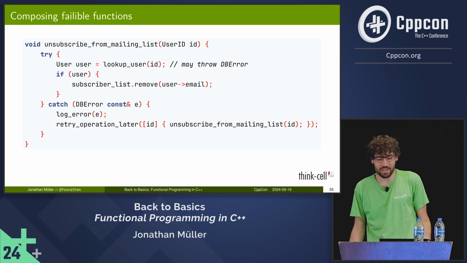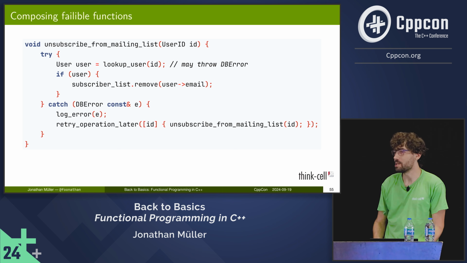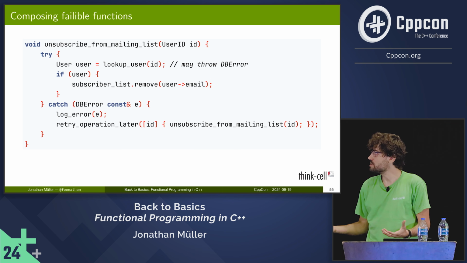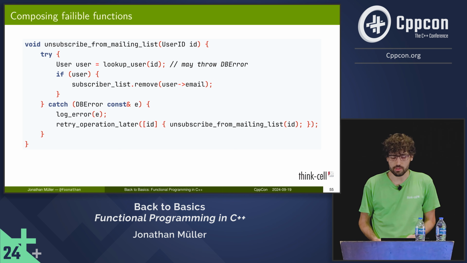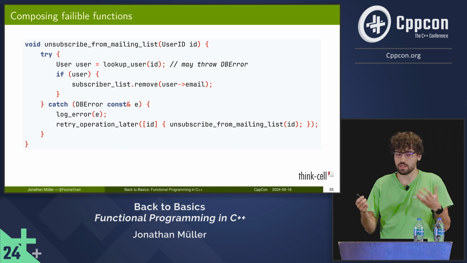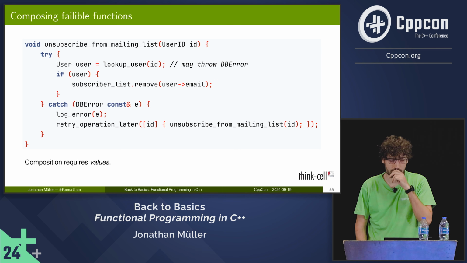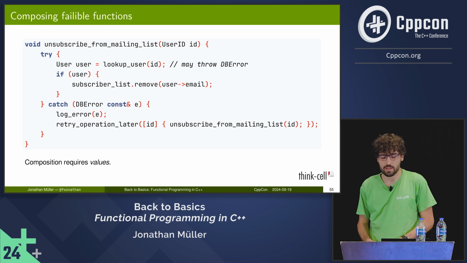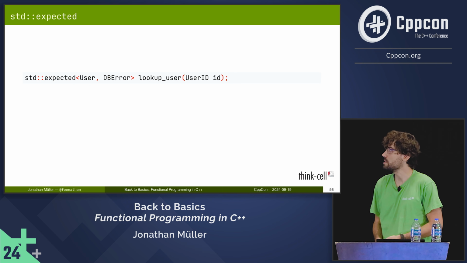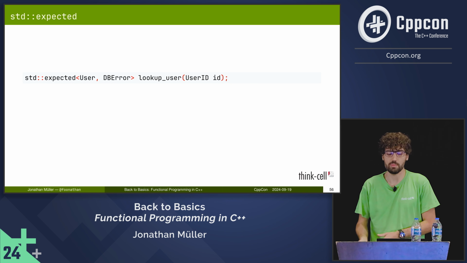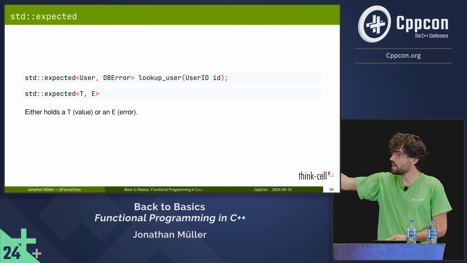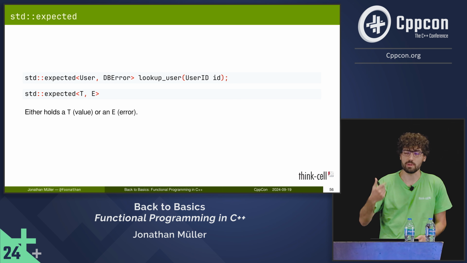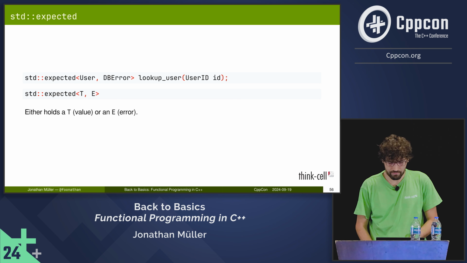Right, it might throw an exception, and in this case, it's not critical. We just log the error and retry later when the database is available. And in order to compose that in a functional way, we need to deal with values. We cannot really compose exceptions because exceptions aren't values. Composition requires values. So let's model it instead of using exceptions. Let's use expected. So let's say lookup user returns either user or DB error in the form of expected. So expected<T, E> either contains a T, which is the value, or E, which is an error. So we either get a user or we get an error.